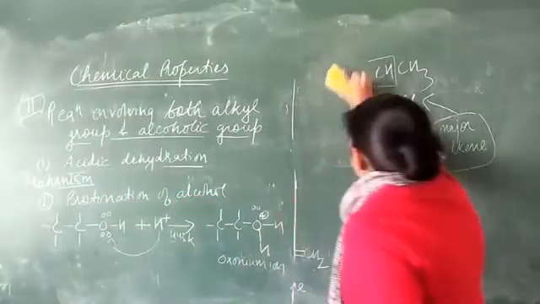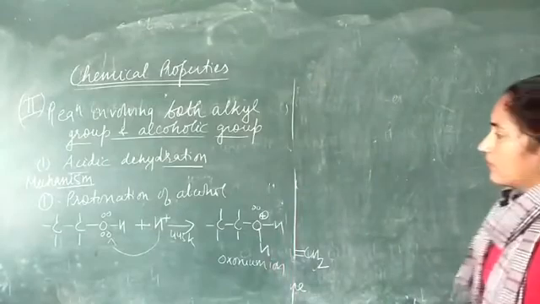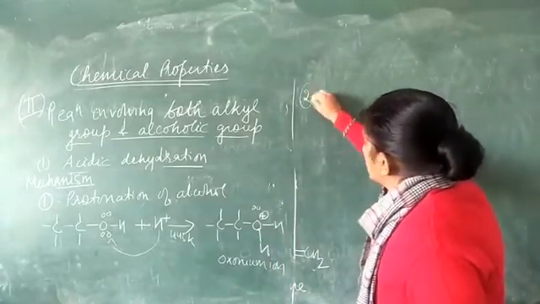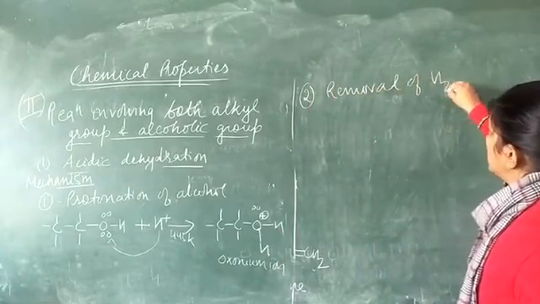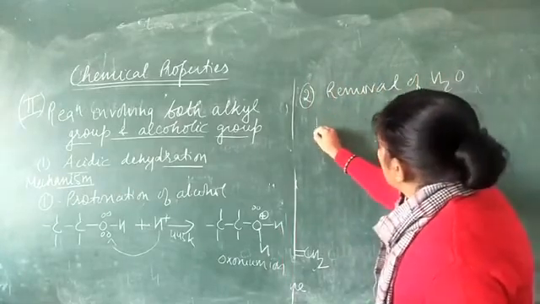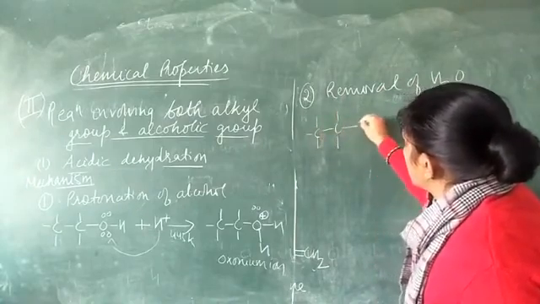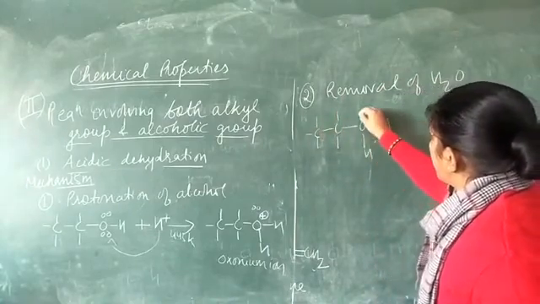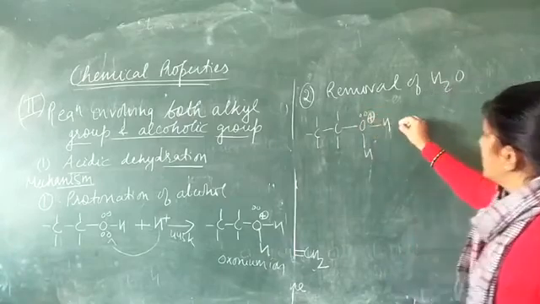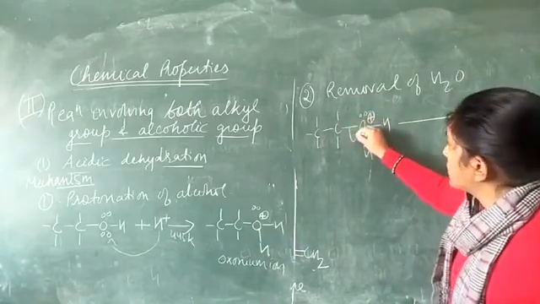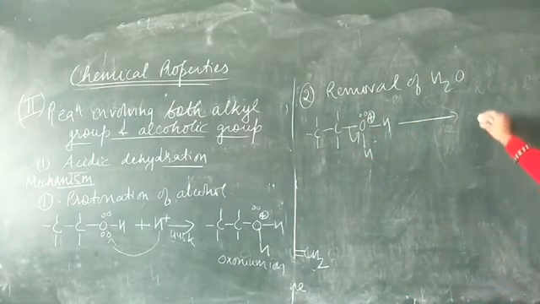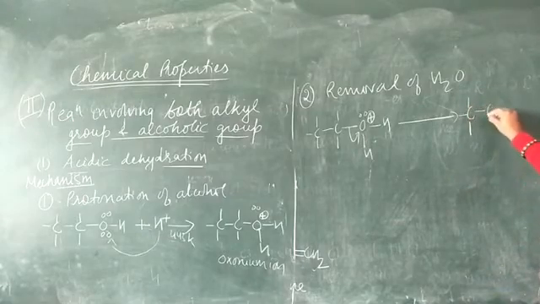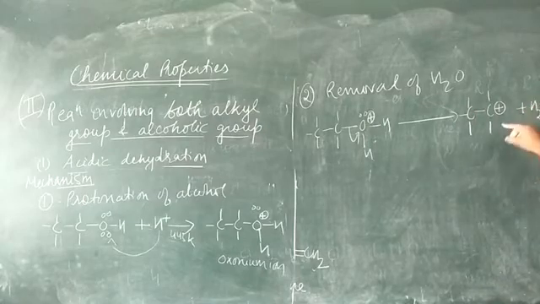Now students, the second step is the removal of water, H2O. Now the water will be removed. For that, this bond is going to be broken, right? So here we will get, students, our carbocation getting formed.